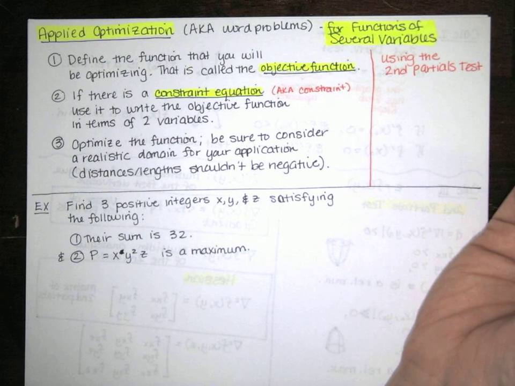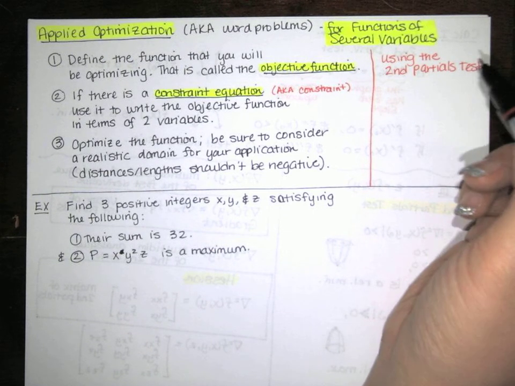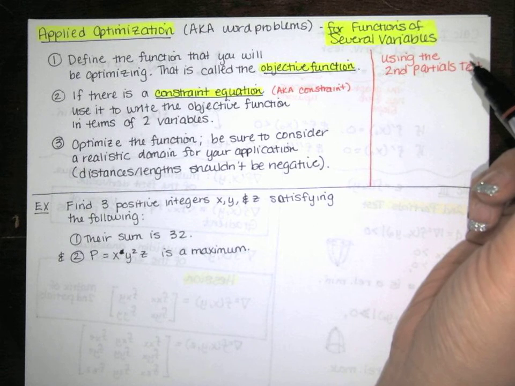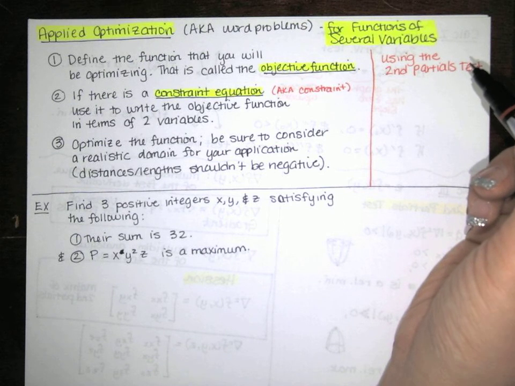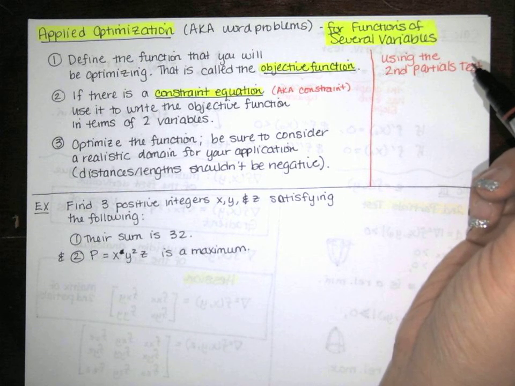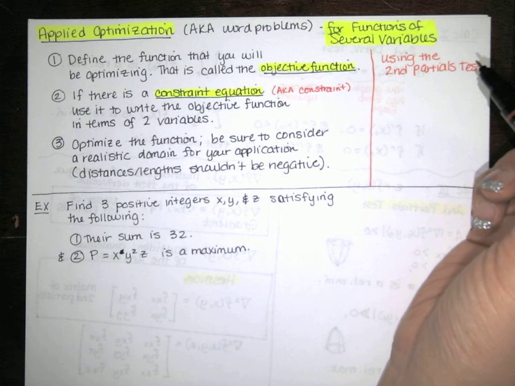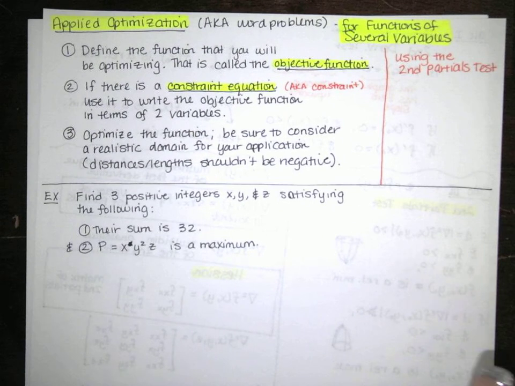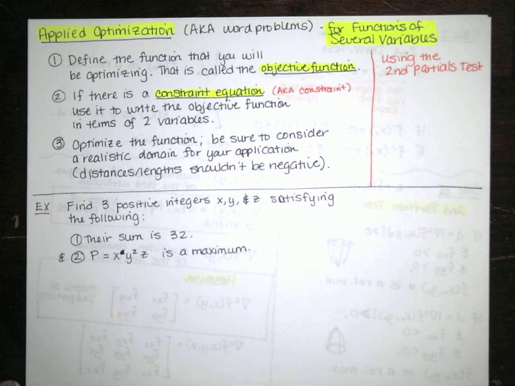Now, of course, when you're doing this with the second partials test, you're going to come up with all kinds of answers. Some of them might not make any sense in terms of the application. If you're trying to find a maximum or dimensions for volume, well, dimensions all have to be positive or possibly zero. You're never going to have a room that's negative 12 feet wide. It's either 12 feet wide or it's some other non-negative number of feet wide. It's never negative 12 feet wide, if that makes sense.